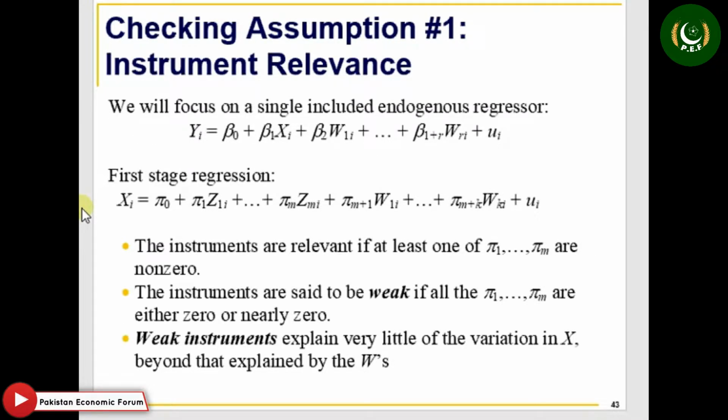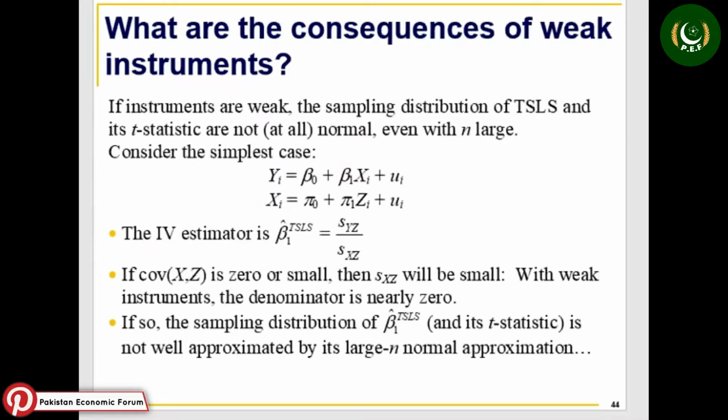So the first assumption is that you must have these pi coefficients, at least one of them should not be equal to 0 for an instrument to be valid, and X is your endogenous regressor. So if these are all equal to 0, it means the instrument is weak. What are the implications of a weak instrument? That's what we are going to discuss.